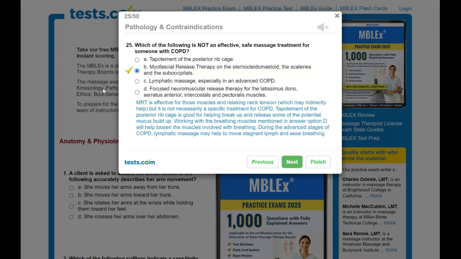B. Myofascial release therapy on the sternocleidomastoid, the scalenes, and the suboccipitals. MRT is effective for those muscles and relaxing neck tension, which may indirectly help, but it is not necessarily a specific treatment for COPD. Tapotement of the posterior rib cage is good for helping break up and release some of the potential mucus buildup. Working with the breathing muscles mentioned in answer option D will help loosen the muscles involved with breathing. During the advanced stages of COPD, lymphatic massage may help to move the stagnant lymph and ease breathing.